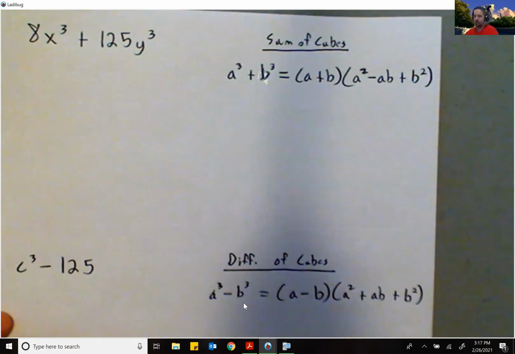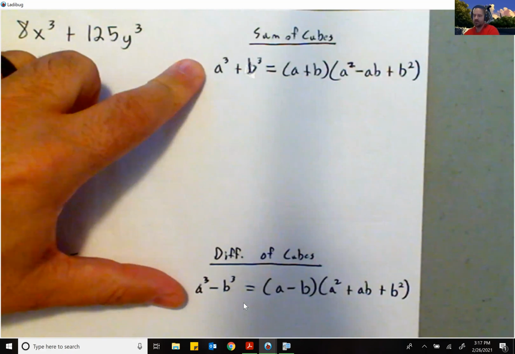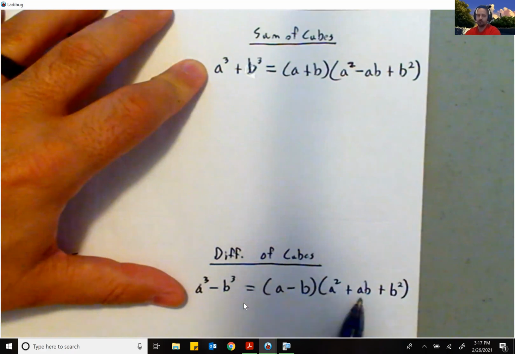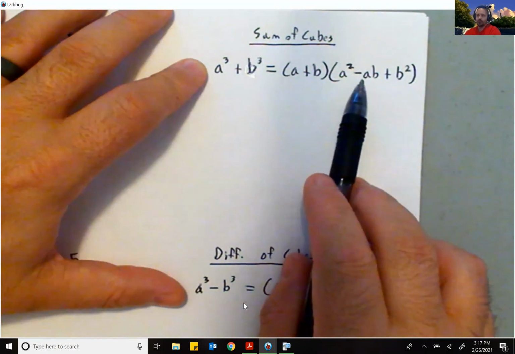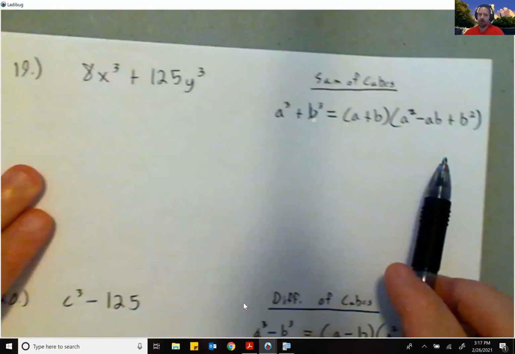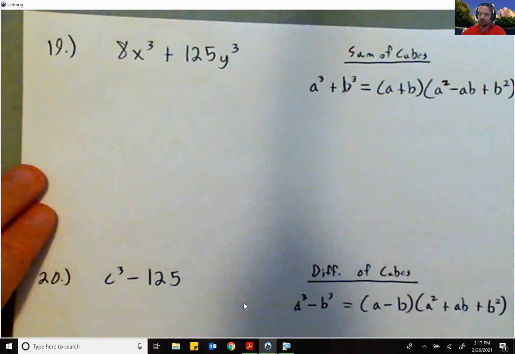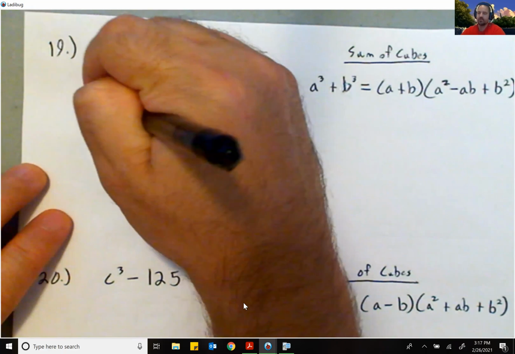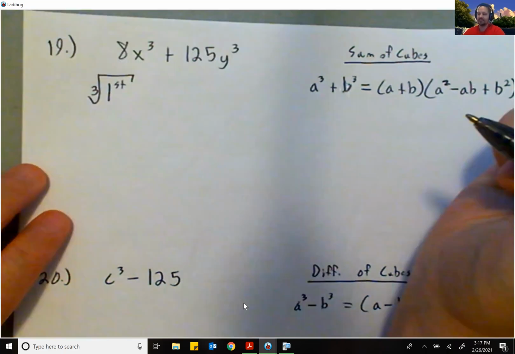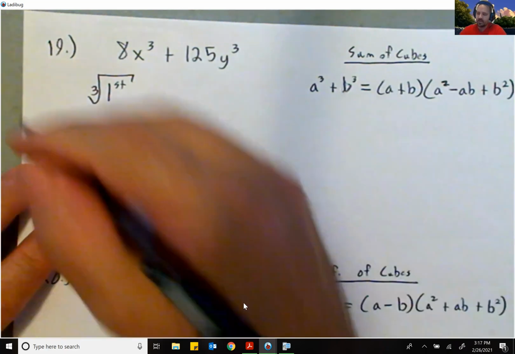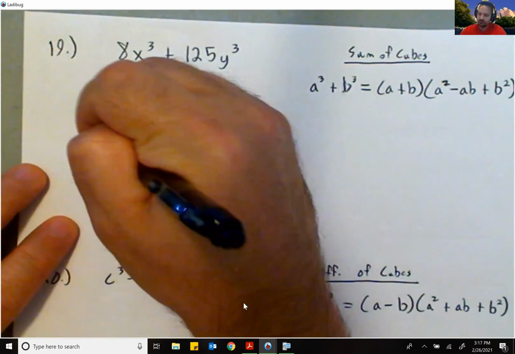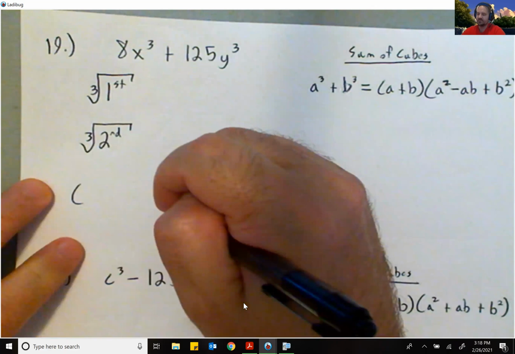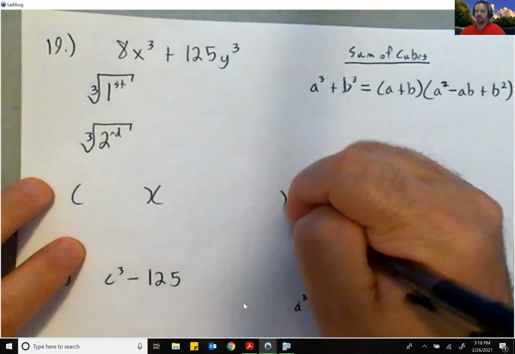Notice these two look almost alike. The only difference is where the plus and the minus go. It's the only difference between these two. And factoring these is just like what we did on number 18. This time, instead of taking the square root, you're going to take the cube root of the first term. And that's going to tell us A. And then you'll take the cube root of the second term. And that's going to tell us the B. And all we'll do is fill in our parentheses.